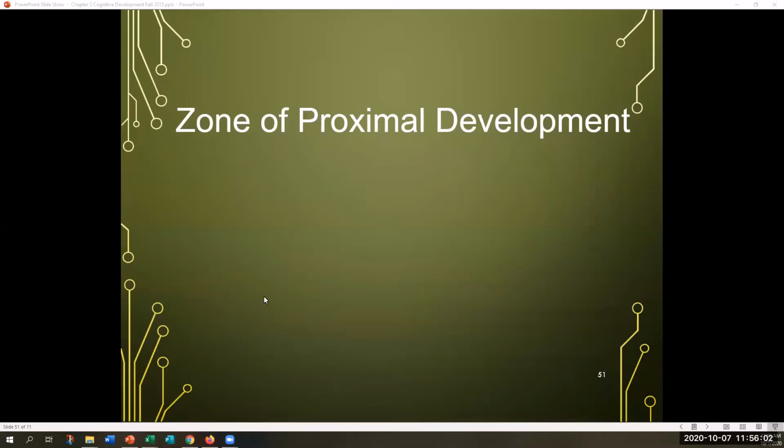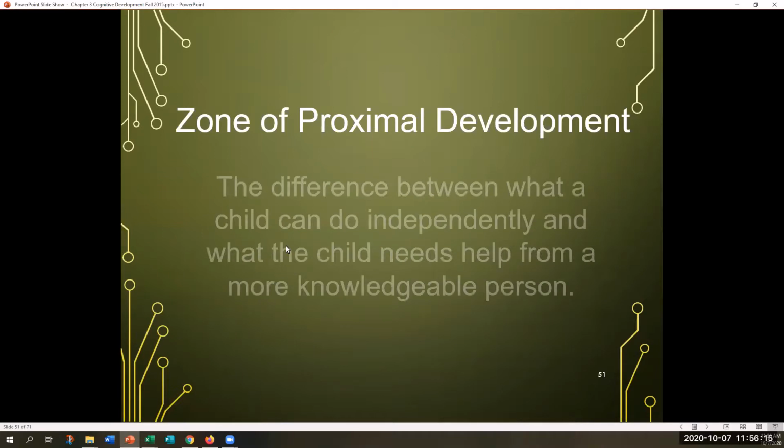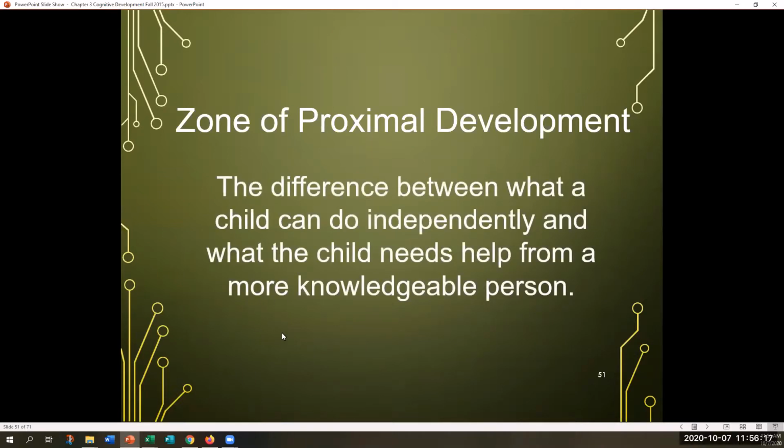So on Tuesday, when the internet crashed, we had started talking about the zone of proximal development and just reviewing what the zone of proximal development is. And remember, the zone of proximal development is the difference between what the child can do independently and what a child needs help from a more knowledgeable person to do.